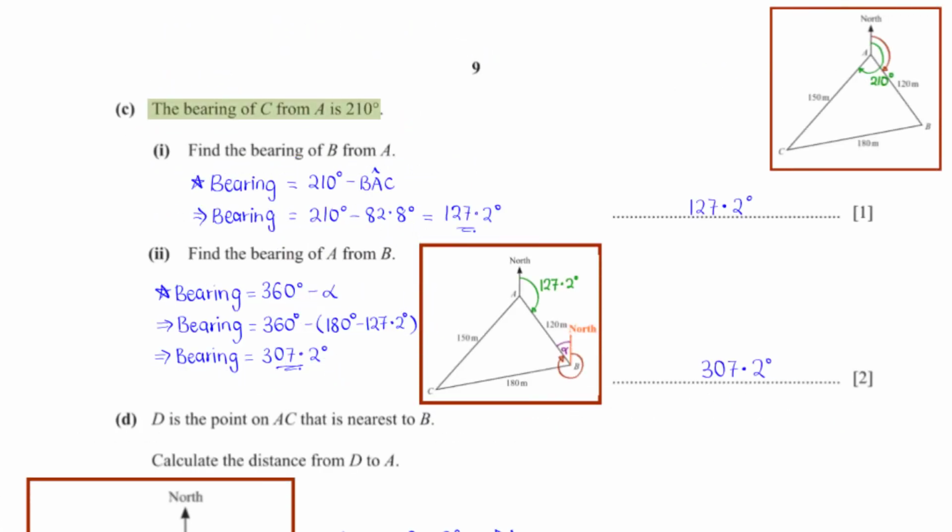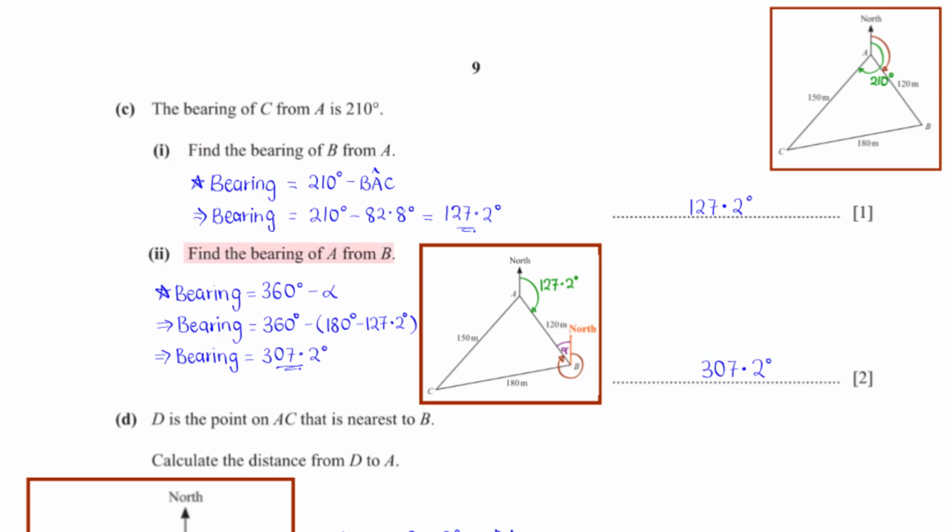The bearing of C from A is 210 degrees. Find the bearing of B from A. In the illustration, we have indicated the bearing of C from A with a green arrow and the bearing of B from A with a red arrow. To get the bearing we are required to find, all we need to do is subtract angle BAC, which we found in the previous question as 82.8 degrees, from 210 degrees. This gives us 127.2 degrees.